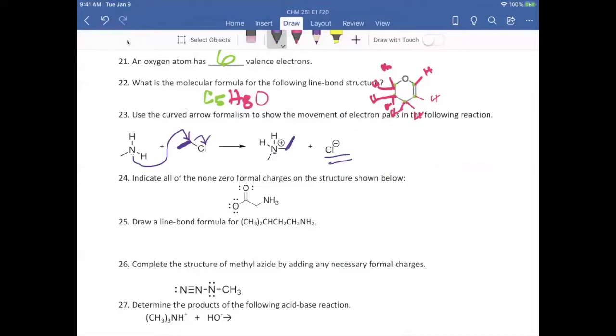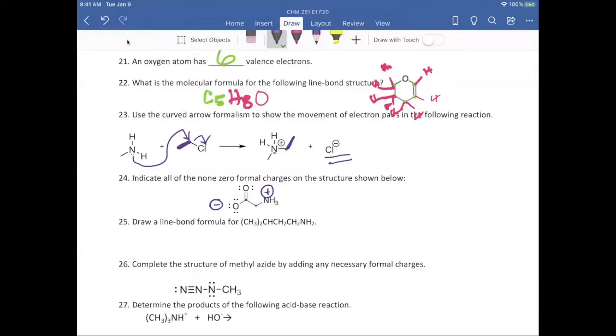24, indicate all the non-zero formal charges in the structure below. This oxygen has 3 lone pairs and a bond, and so that's negative. This nitrogen has 4 bonds, and so that's positive. This carbon right here has 4 bonds, and so that's good. This oxygen has 2 bonds and 2 lone pairs, which is good. This carbon has 4 bonds, and so we are good. So that is a negative charge on the oxygen, a positive charge on the nitrogen.